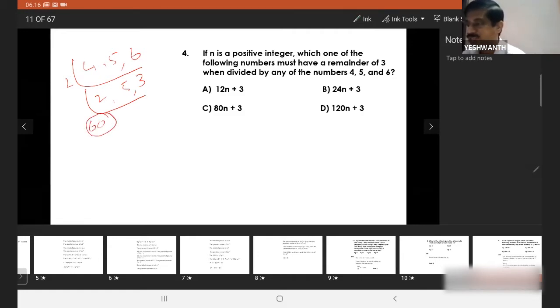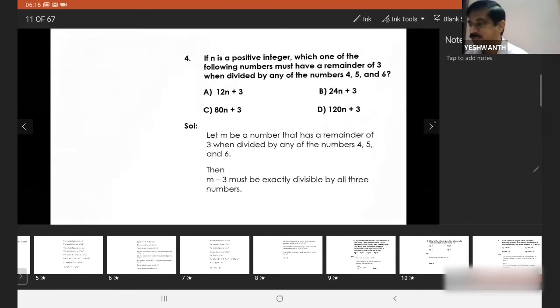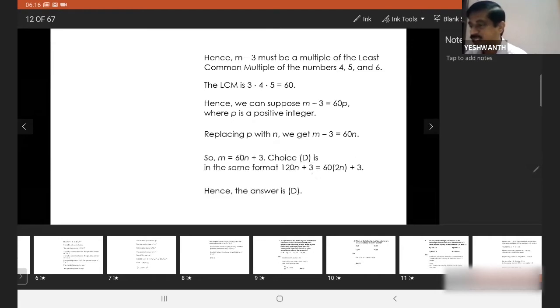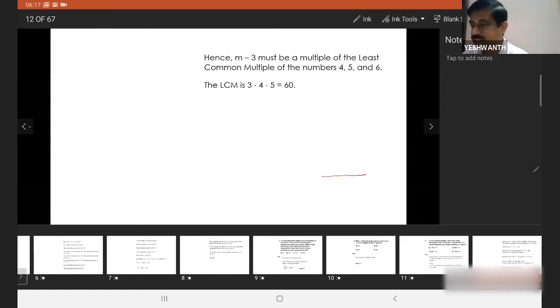So n is a positive integer. Which one of the following numbers must have a remainder of 3? Remainder of 3 means compulsorily this plus 3 should be seen. So to eliminate, there is nothing because everything has plus 3. Then, because LCM is 60, we should have a multiple of 60. So you have 120n in option D. Therefore, that number, if you divide by any of those, you'll be getting a remainder of 3. So option is D.